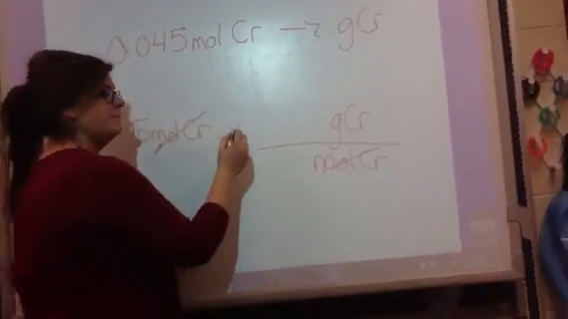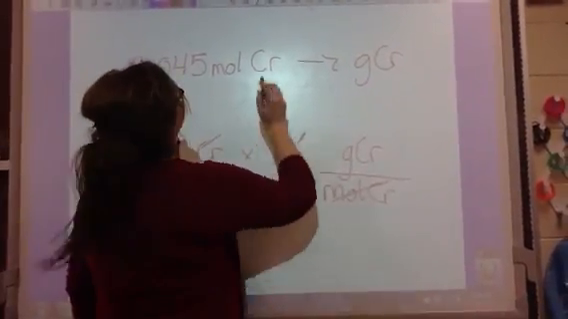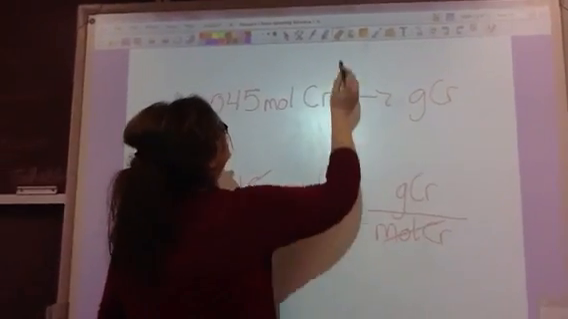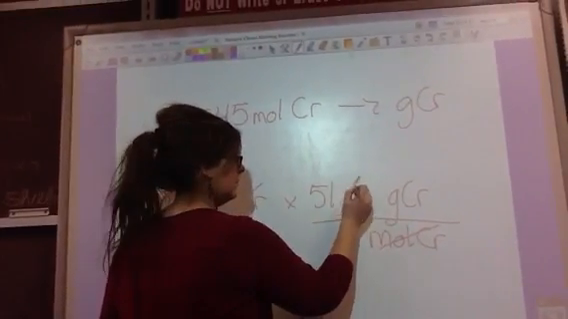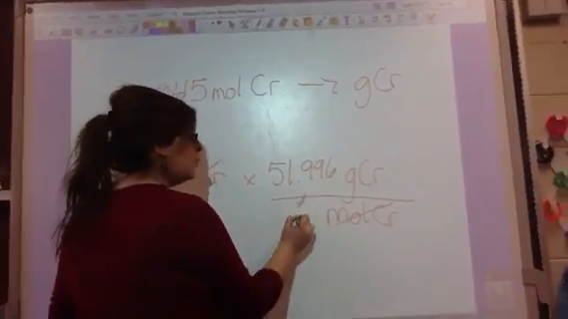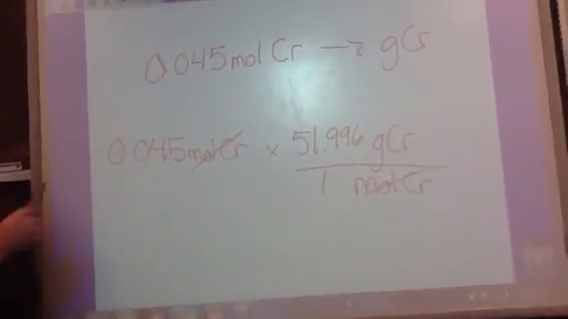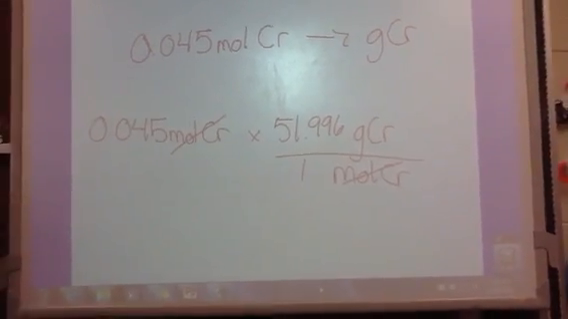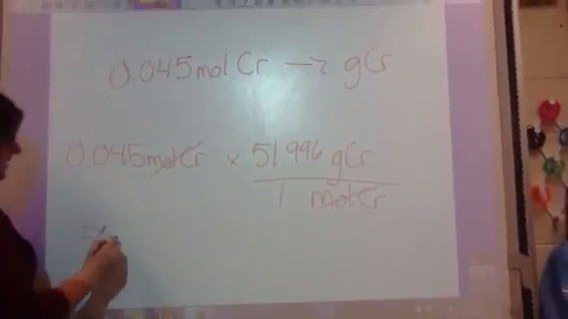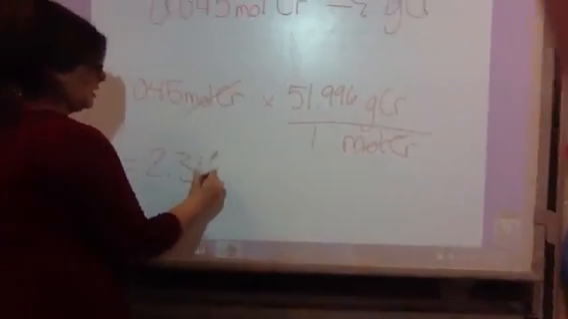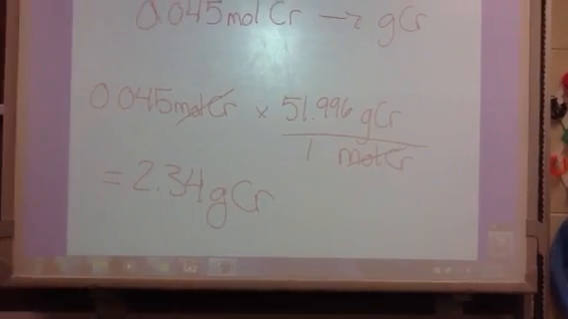Chromium. 51.996. And that's in 1 mole of chromium. So now, what would I do with these two numbers? You would multiply them. So I'm going to say that that's 2.34 grams of chromium. Let's do one more.